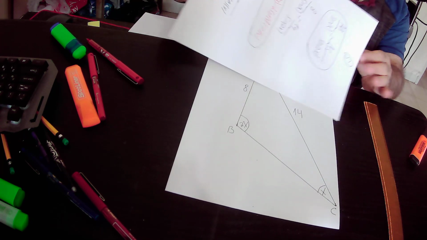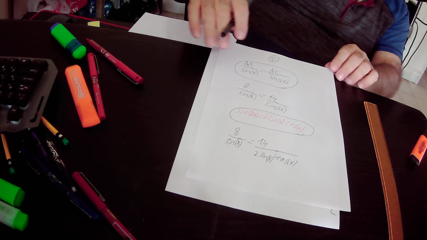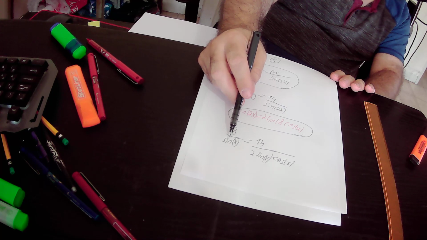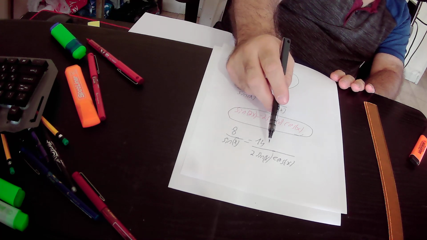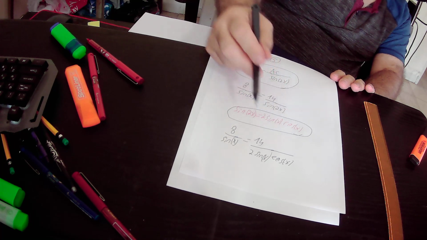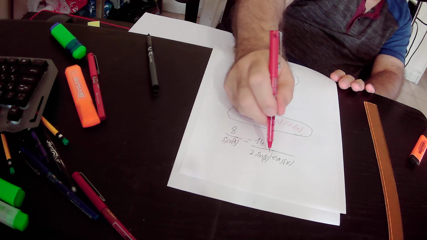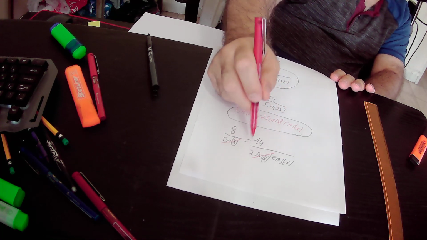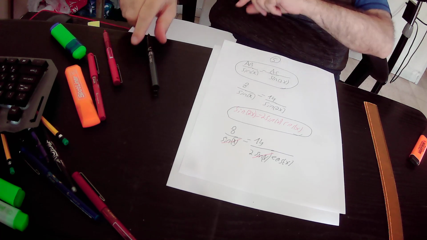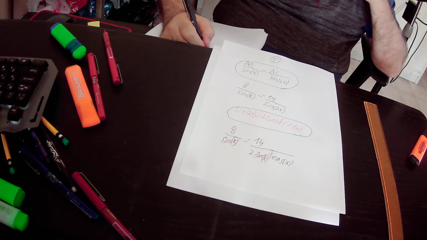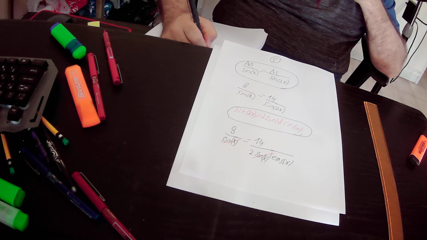So we got here this equality. Here we have sine x in the denominator of this side of the equality, and we have sine x in the denominator of the other side of the equality, and so we can cancel sine x. And 14 over 2 is 7, so in total we will get that 7 over cosine x equals 8.